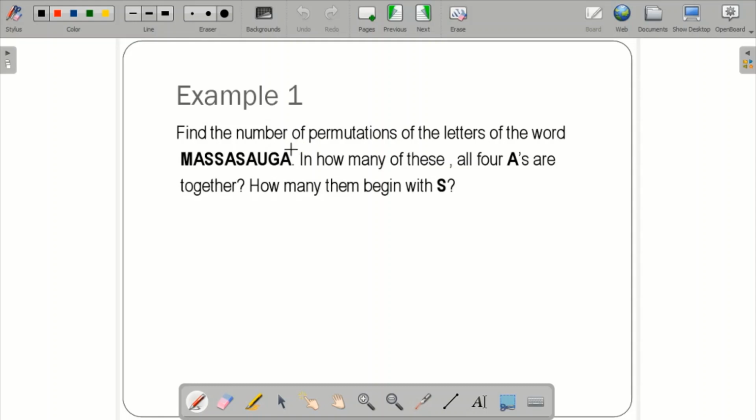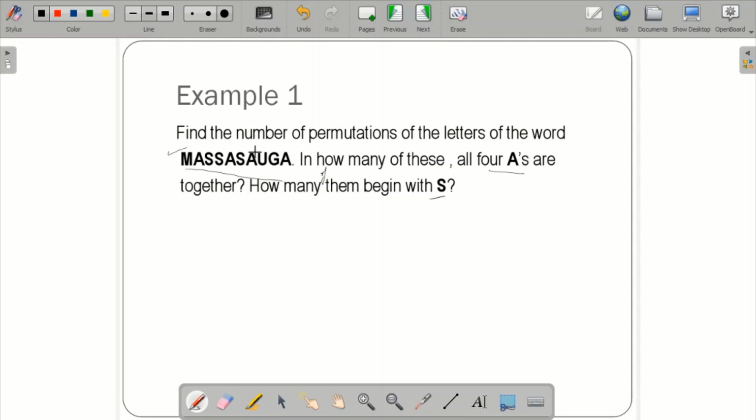Example 1: find the number of permutations of the letters of the word MASSASAUGA. First you have to find the number of permutations of this word, and then in how many of these all 4 A's are together, and then how many of them begin with S. So there are 3 sets of problems we are supposed to solve.